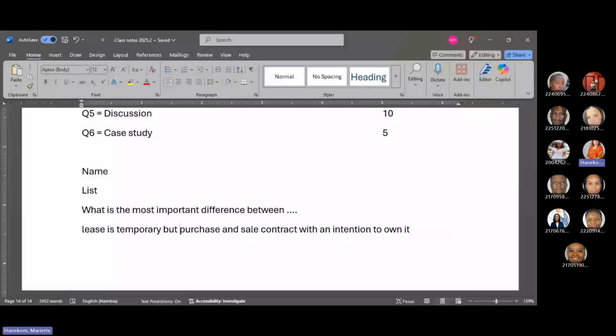Do you see what I mean here? If I'm asking for the most important difference, what I'm looking for is two opposites, not two different concepts, but temporary, permanent. Purchase and sale, you become the owner. Lease, you don't become the owner. Are you with me? Thumbs up if you're with me. Okay, thank you, Ms. Kasutu.